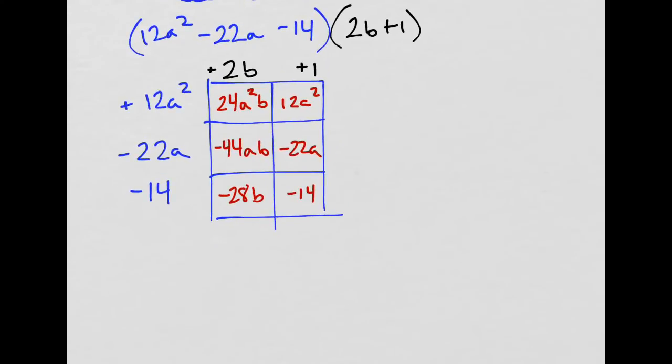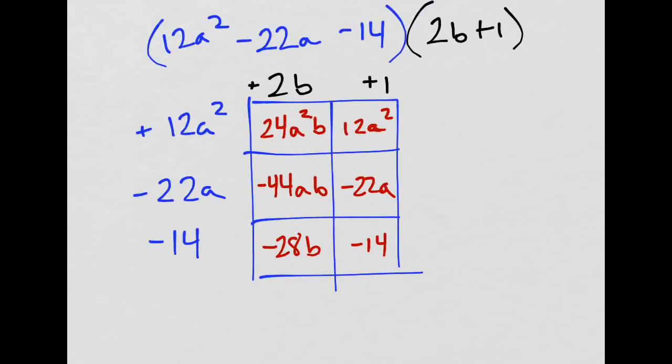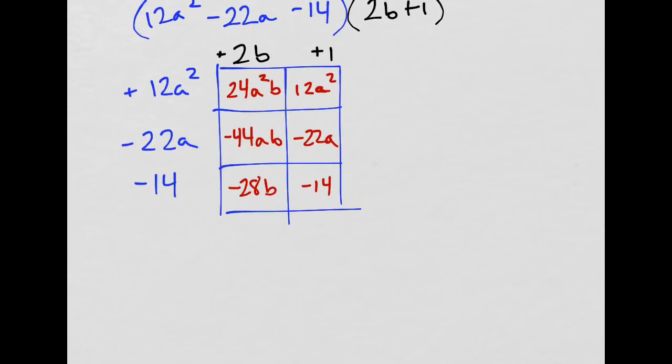Now I combine like terms if I can. So this is an a, that's an a, that's also an a. For like terms, I have to have the same variable and the same exponent. So here I have ab, but here I have a squared b. So these two things are not like terms. In fact, I don't have any like terms. So we're just going to write them down.